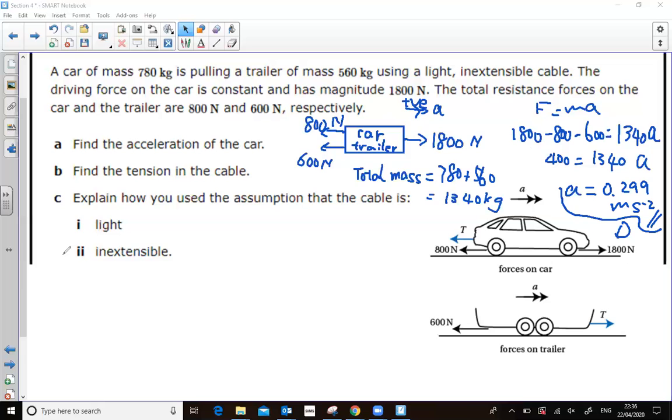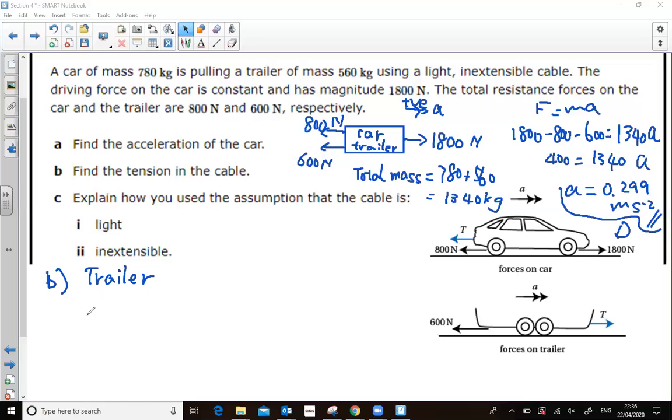Okay, part B. Now we have to find out the tension in the cable. Well, this tension acting on the car is also the same tension acting on the trailer. They're both the same, but which one should we use? Well, I would probably go for the trailer in this case because there are fewer forces acting on the trailer, so it makes the equation slightly easier. So let's consider all the forces acting on the trailer. And of course, if you use all the forces acting on the car, you should get the same answer anyway.